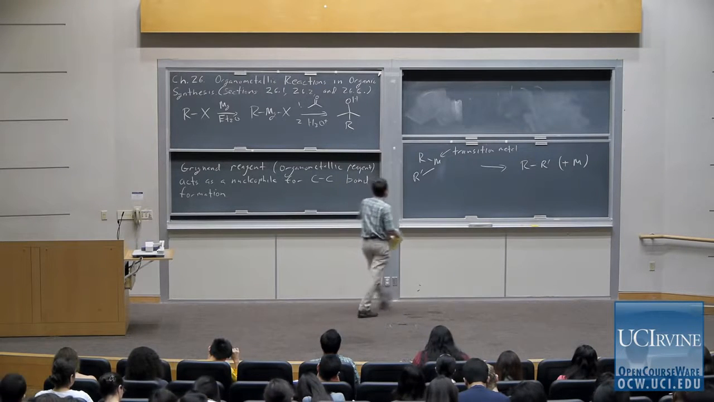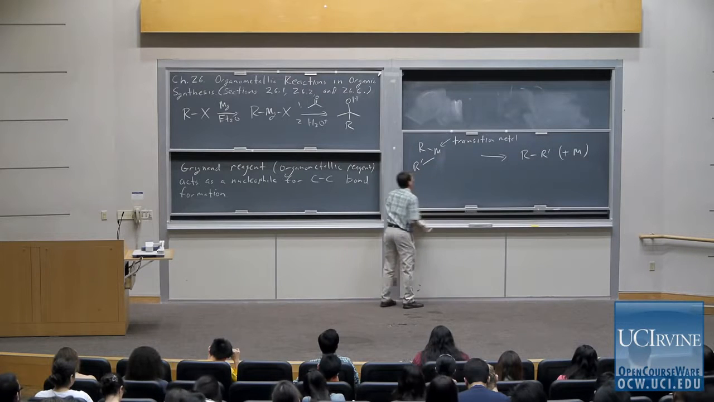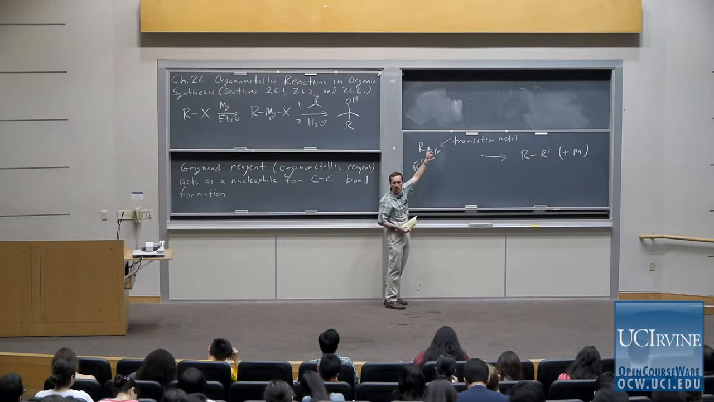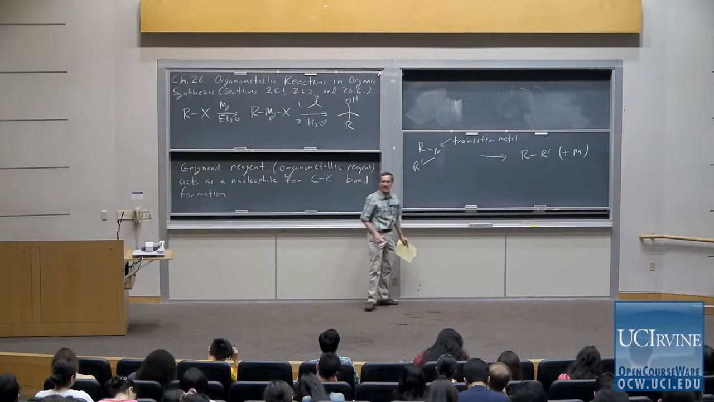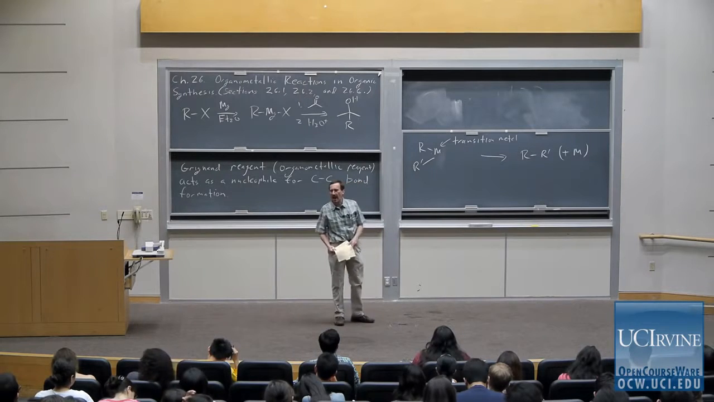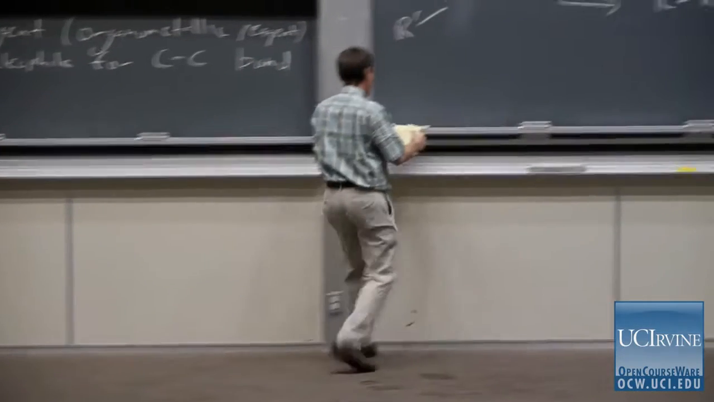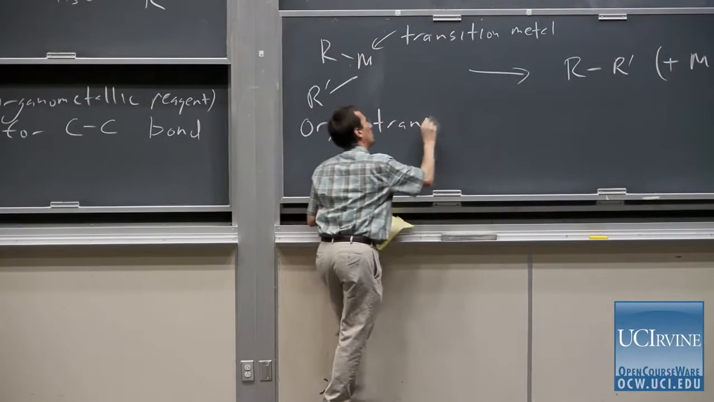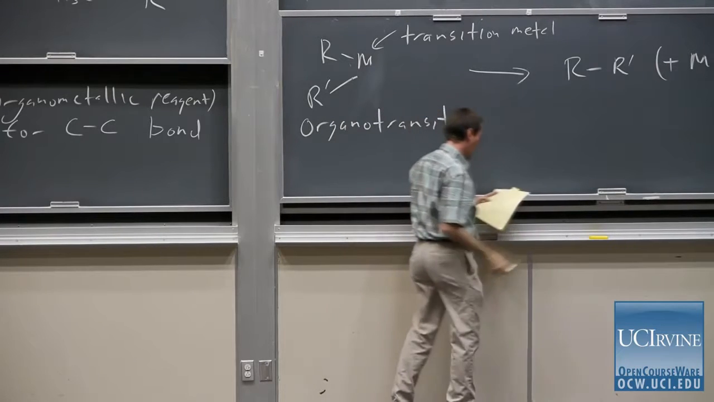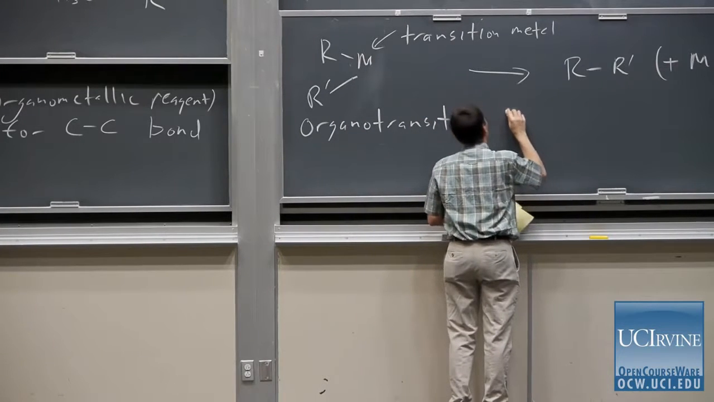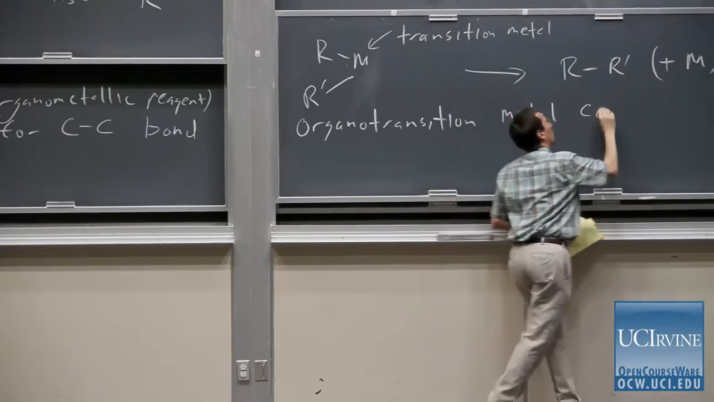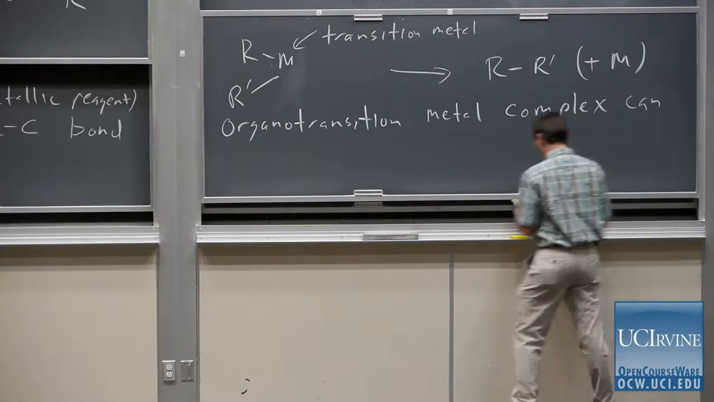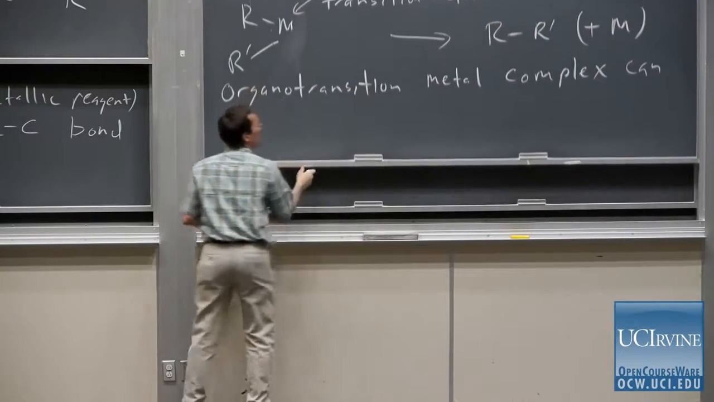You could say that the organometallic complex, so this is an organometallic complex because you have alkyl groups, organic groups bonded to a metal. You could say that the organotransition complex acts sort of like a template to bring the two R groups together. I'll say it can act as a template for CC bond formation.